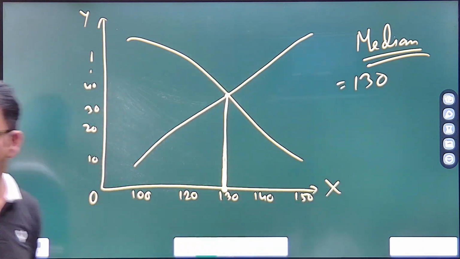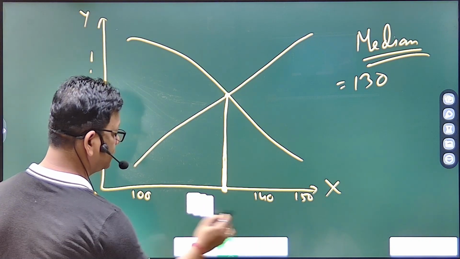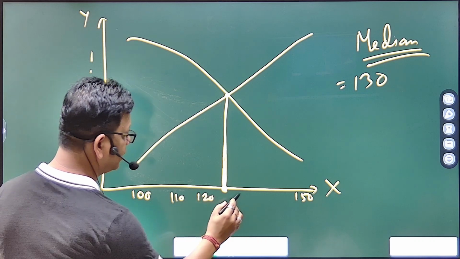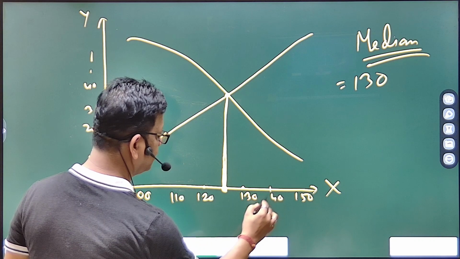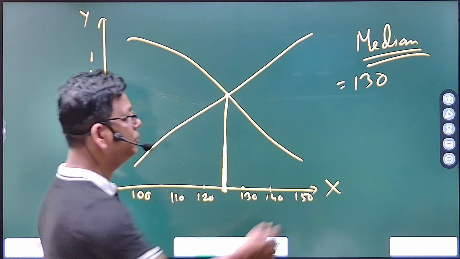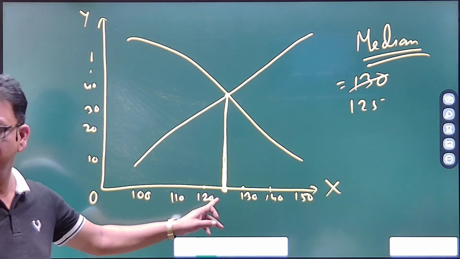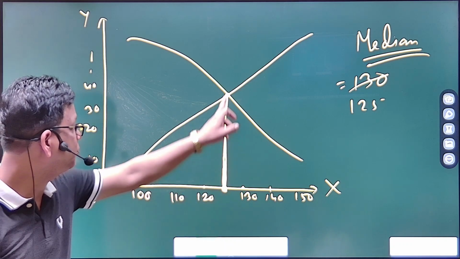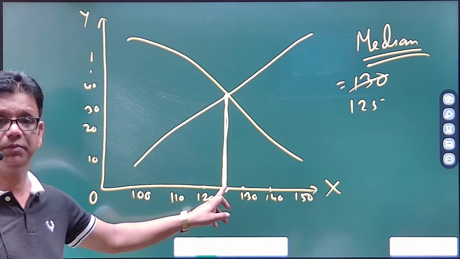Could you understand now? Suppose this is 110 here, 120, and this is 130, for example. Then if the point is exactly between 120 and 130, in that case it will be 125. So you just find at which point it is. It might be 121, or 124 as well, or whatever. You just see at which point this perpendicular line meets the x-axis. That point is the median.